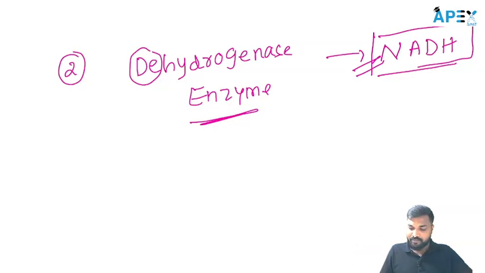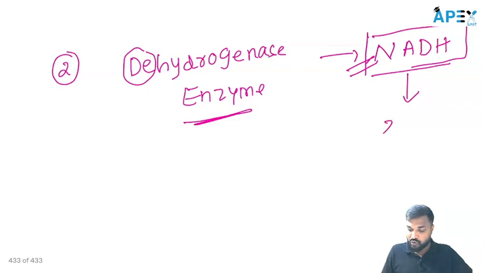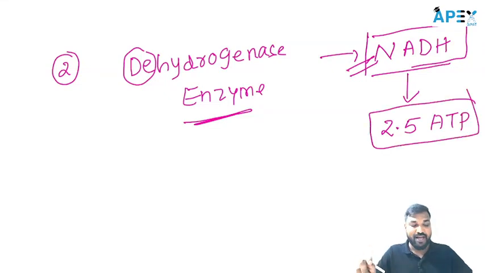Can anyone tell? One NADH is equal to how many ATPs? Very good. It is not 3 ATPs. It is 2.5 ATPs.